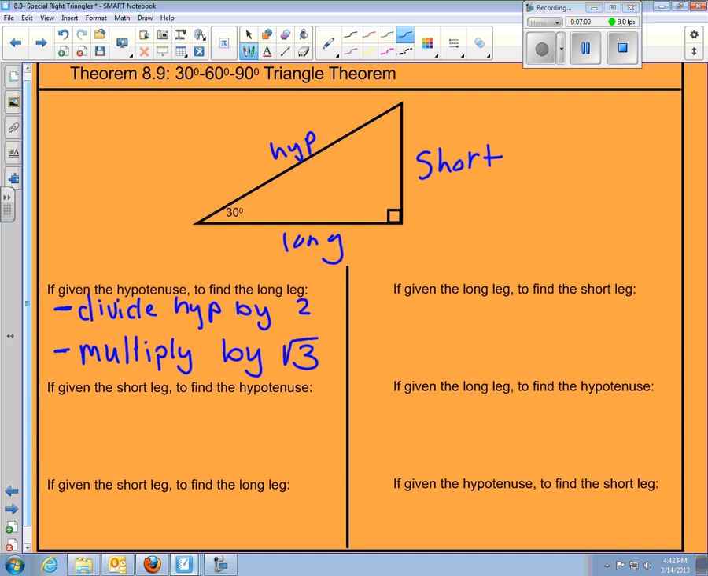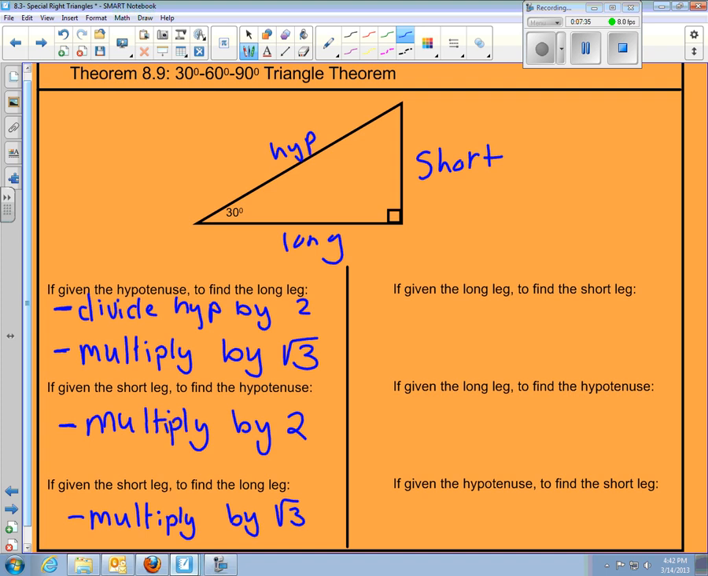All right, next one. If given the short leg, to find the hypotenuse, here we're going to multiply by square root of 2. Or, sorry, excuse me. Remember, square roots of 2 is just for the front side. Multiply by just plain old 2. All right. Remember, if I'm going too fast for you, please, please, please pause, rewind, watch it again. All right, if we're given the short leg, to find the long leg, you are going to multiply that short leg by square root of 3.